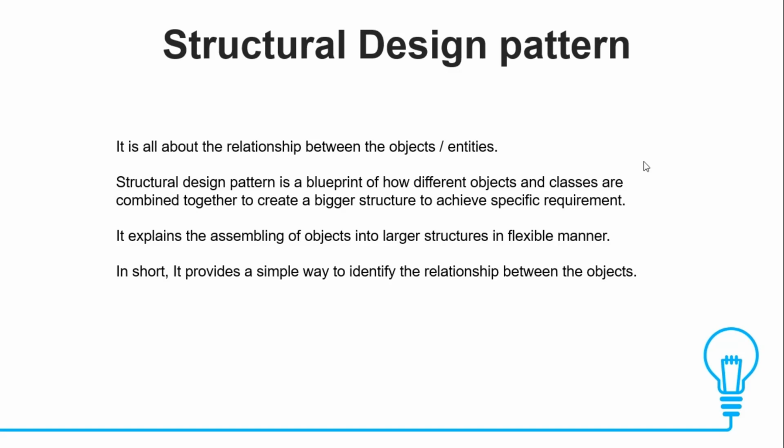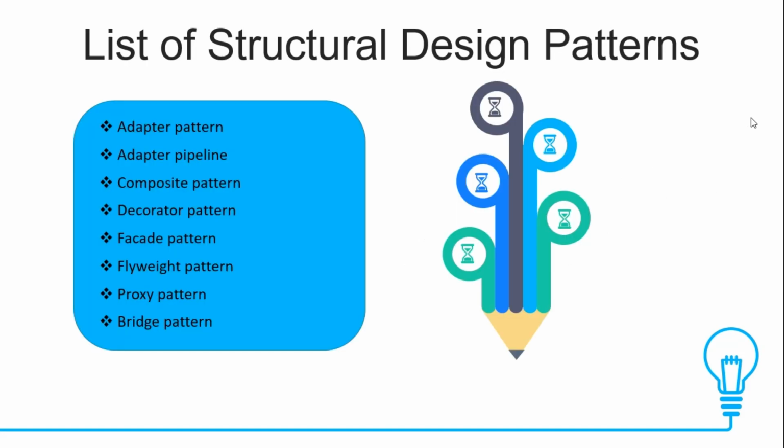It explains the assembling of objects, the togetherness of objects, into a larger structure in a flexible manner. In short, it provides a simple way to identify the relationship between objects, how objects are related to each other. You can remember structural design pattern in a single line: it describes the relationship between the objects and entities. Let's see the list of structural design patterns that we are going to cover in upcoming videos.